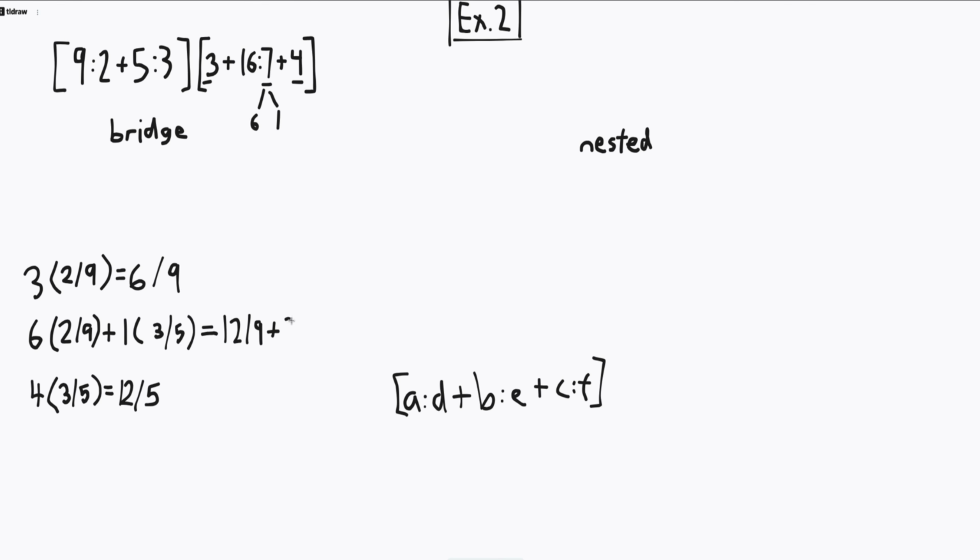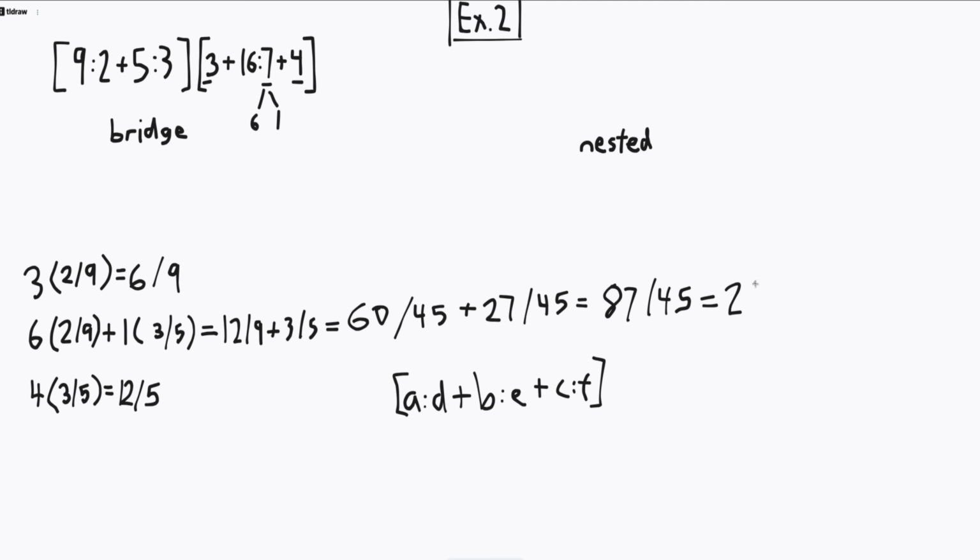plus 3 over 5. Now we're going to need a common denominator here, so we're going to multiply this fraction over here by 5, and we're going to add that to this multiplied by 9. So it'll be 60 over 45 plus 27 over 45, which is going to give us 87 over 45. Next step, common denominator. This is too big, so we're going to try to simplify this. 87 is divisible by 3, so I'm going to put 29 over 15 here.